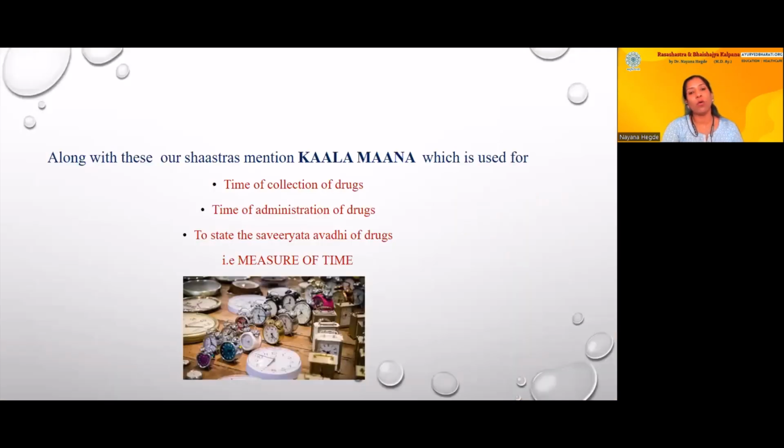Along with this, there is one more mana that is called Kalamana. In our Shastra, Kalamana is used in many circumstances. However, in the Bhaishajya Kalpana, the Kalamana is mainly used for collection of the drugs, the time of administration of the aushadhi, that is aushadha sevana kala, and to state the sheerata avadhi of the drug, the shelf life. We can see the references of Kalamana. So Kalamana is nothing but the measure of time.